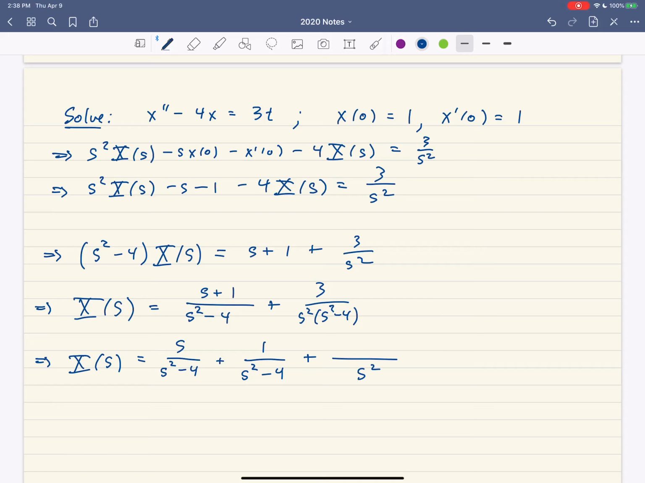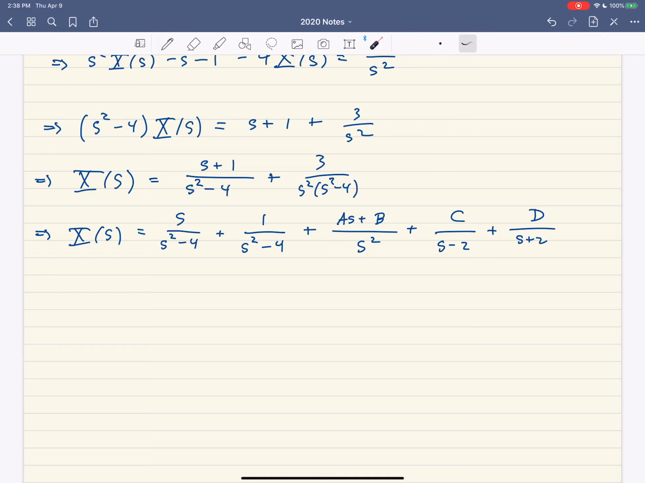There's a few different ways to do this, but what we're going to end up with is something of the form as plus b over s squared, and then s squared minus 4 factors as s minus 2 times s plus 2, so we'll have c and d terms. So let's go off to the side now, before we continue, and look at the partial fraction decomposition there. I want to find those constants A, B, C, and D. So let's set those equal, and multiply by our denominator.